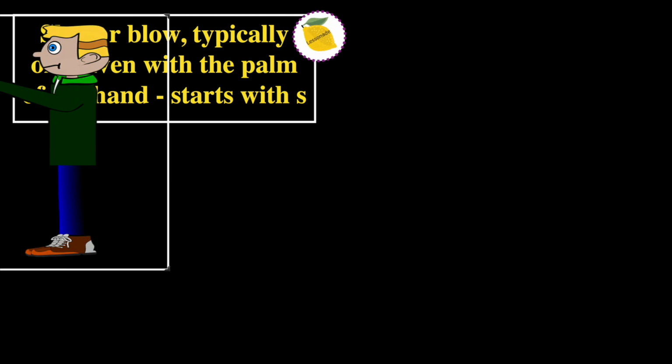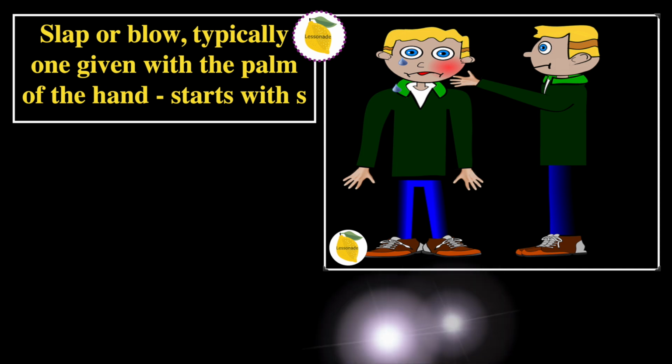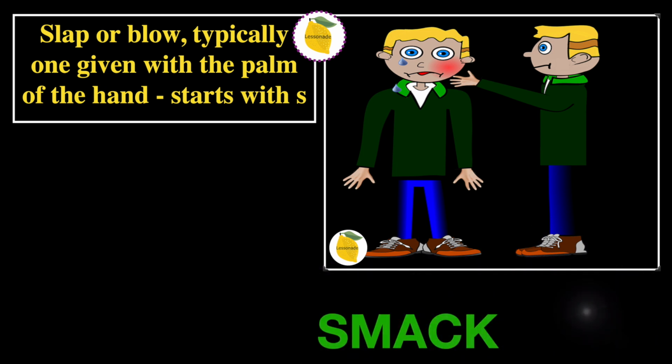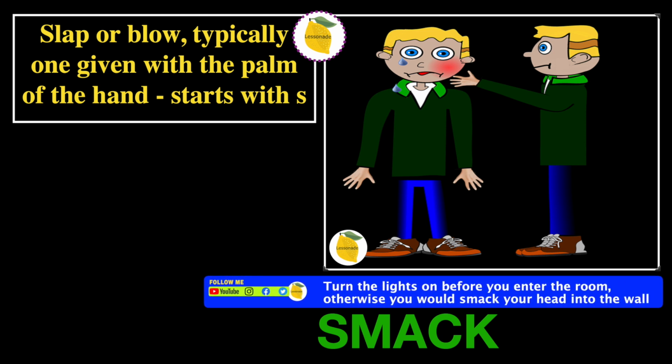Slap or blow, typically one given with the palm of the hand, starts with S. In this picture, we can see someone slapping the other person, which means the word is going to be smack. The sentence is, turn the lights on before you enter the room, otherwise you would smack your head into the wall.